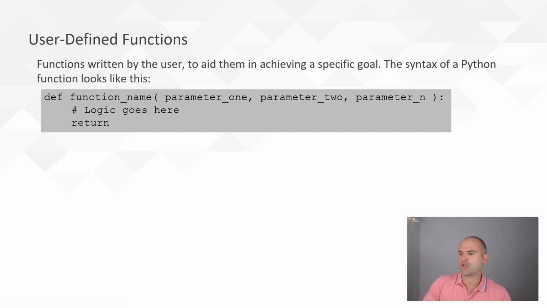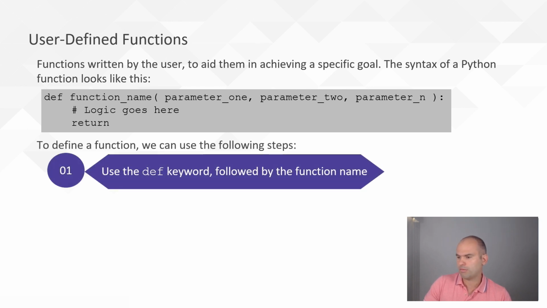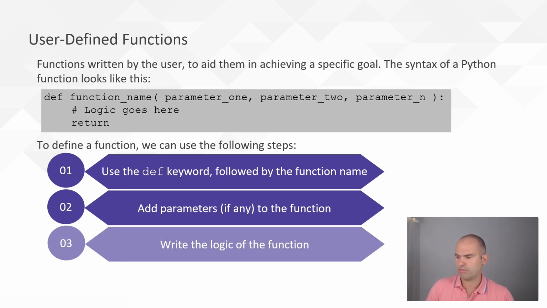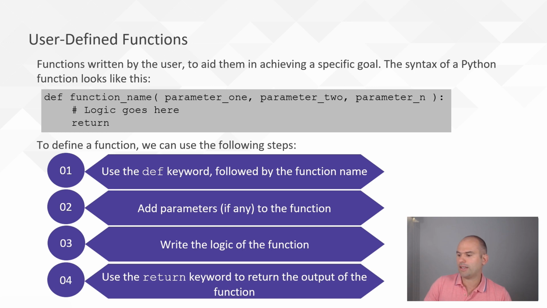So to define a function, we need to do the following. 1, use the def keyword, followed by the function name. Def function name. We need to add parameters if we want to use any. If not, empty brackets. And then write the logic of the function. Obviously, if there is nothing in a function, not only will it do nothing, it'll cause a syntax error, unless you put the pass statement. And finally, use the return keyword if you want that function to return something.